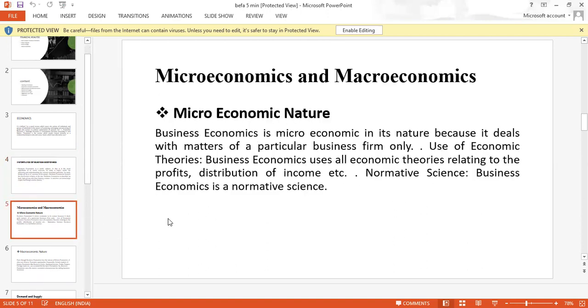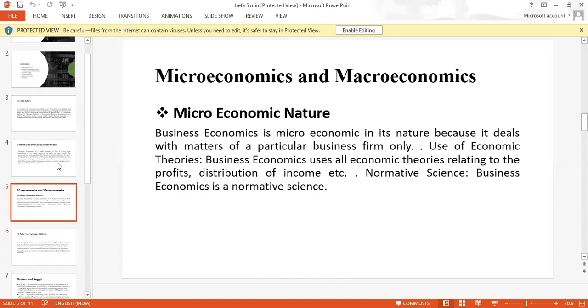And the other thing which we discuss in the content initially is what the terminology microeconomics and macroeconomics mean. At first, we discuss the microeconomic nature. Business economics is microeconomic in its nature because it deals with matters of a particular business firm only. Business economics uses all economic theories relating to profits, distribution of income, etc. Business economics is a normative science. That's what the microeconomic nature is.